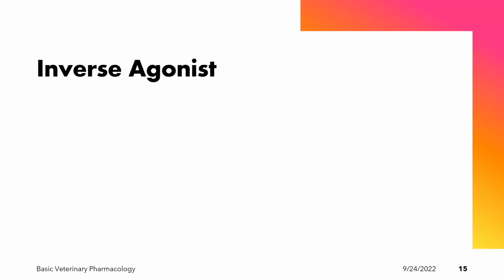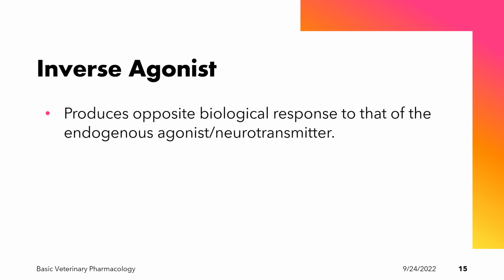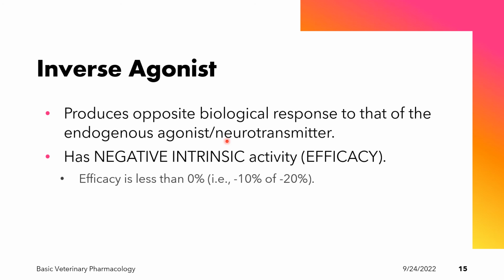Another type of drug are the inverse agonists. When we say inverse agonist, it produces the opposite biological response to that of the endogenous agonist or neurotransmitter. It has a negative intrinsic activity or efficacy. So the efficacy of this particular drug is less than 0%, i.e. negative 10% or negative 20%.